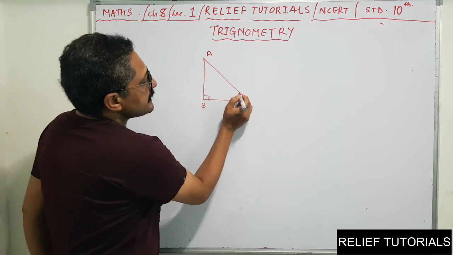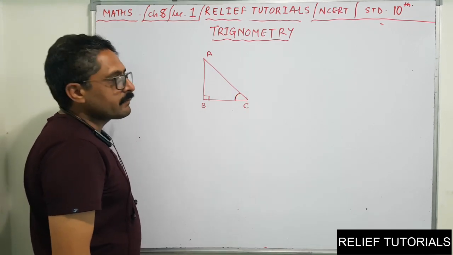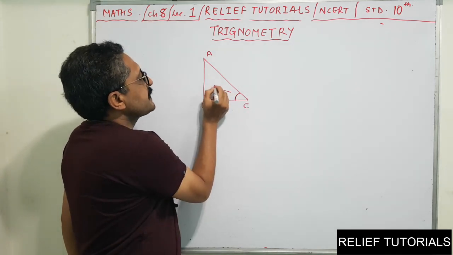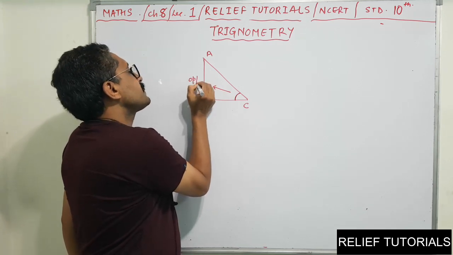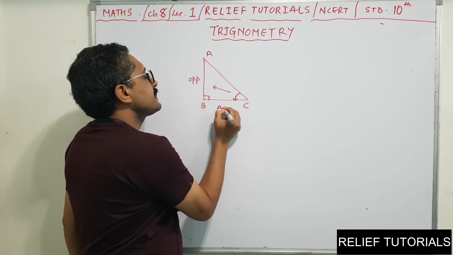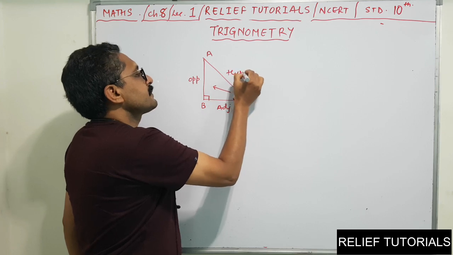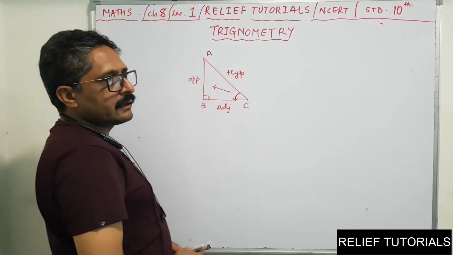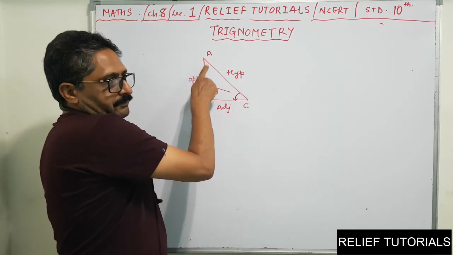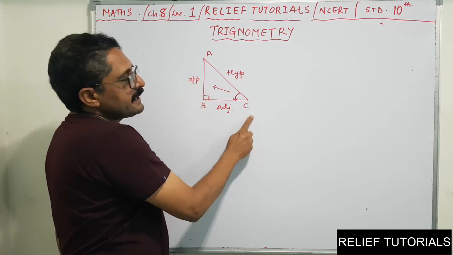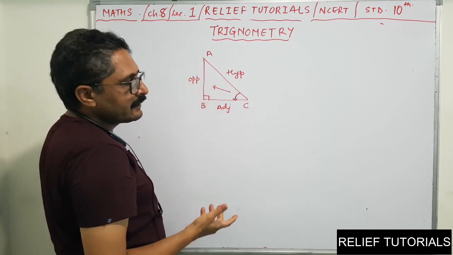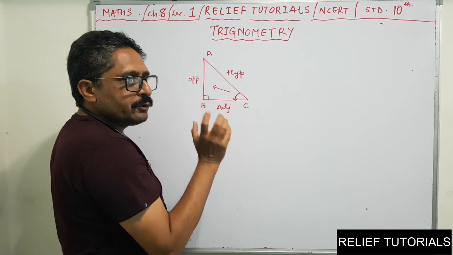Now, considering this angle C, if I consider C as an angle, then the side opposite to angle C is AB. So we can say if C is the angle, then this AB is the opposite side. And this touching side BC is the adjacent side. And this is the hypotenuse. And you might know in a right angle triangle, the hypotenuse is the longest side. Okay, if you consider angle A, then BC is the opposite side and AB is the adjacent side. So what I want to tell you is that it depends upon the angle which you choose.